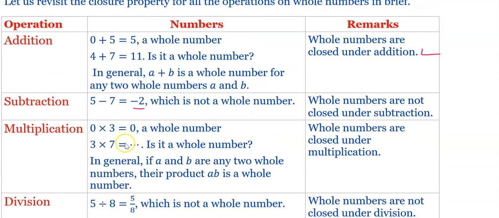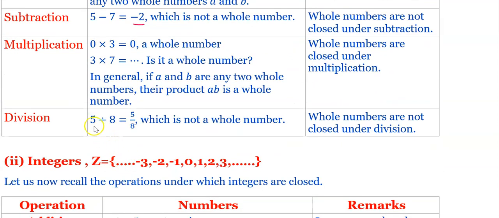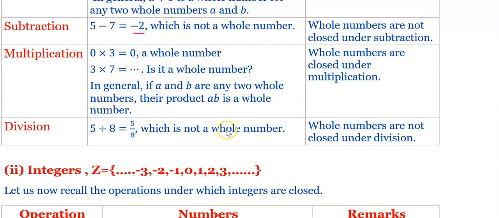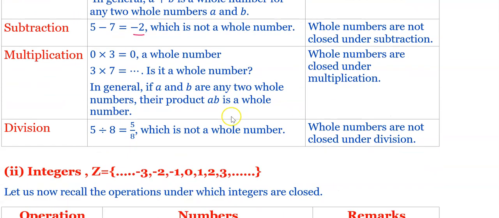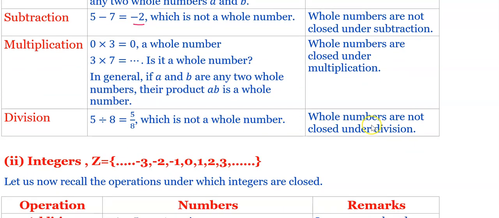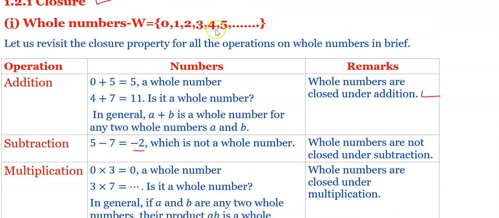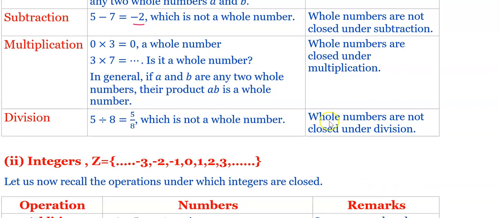If I take any two numbers from the whole numbers, say 5 and 8, 5 upon 8, then I will get 5 upon 8. But this is not a whole number because the whole numbers have elements like this. Therefore, the whole numbers are not closed under division. It means 5 by 8 is not an element of the whole numbers, and that's why we say that the whole numbers are not closed under division.